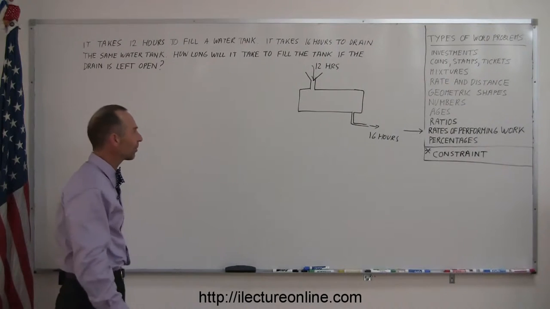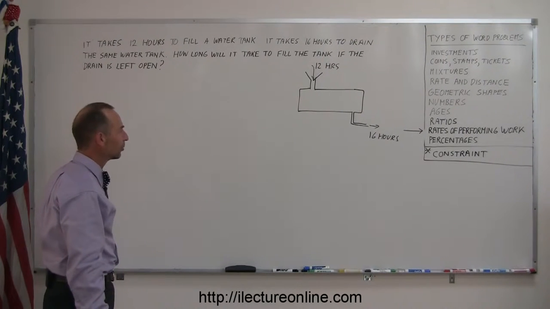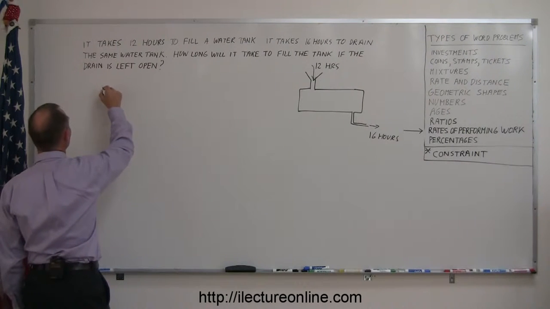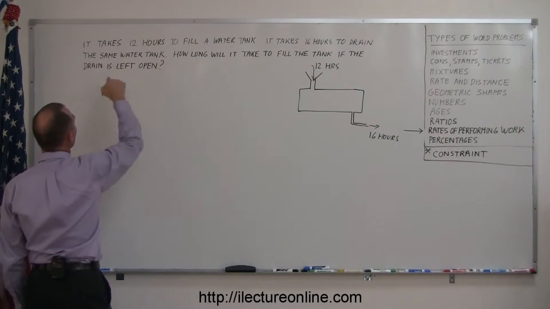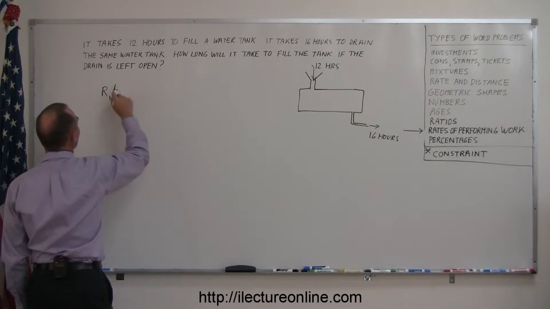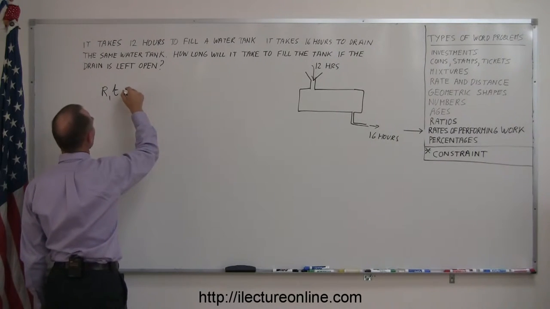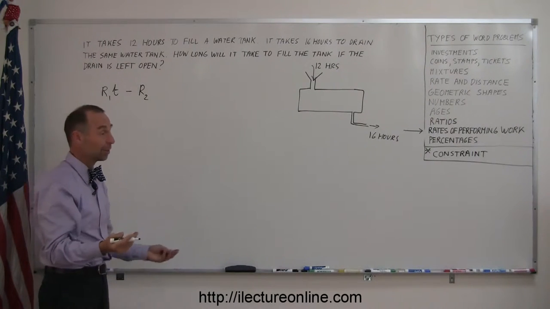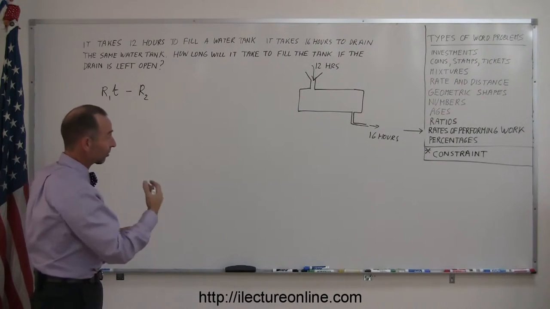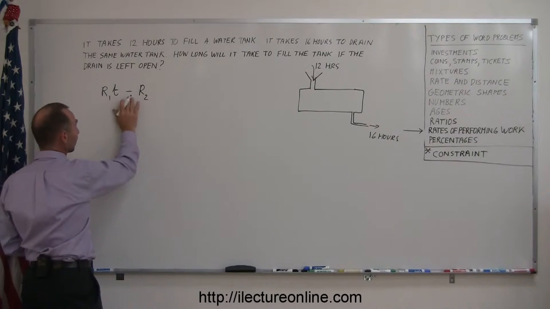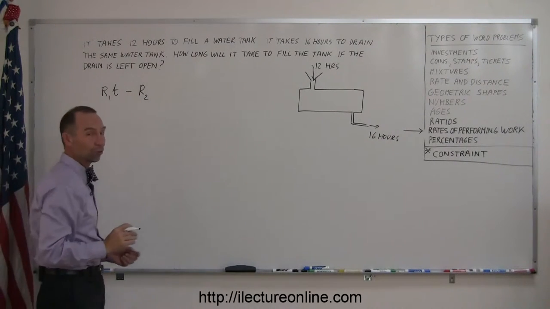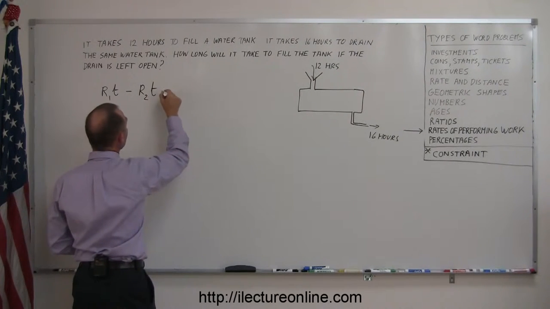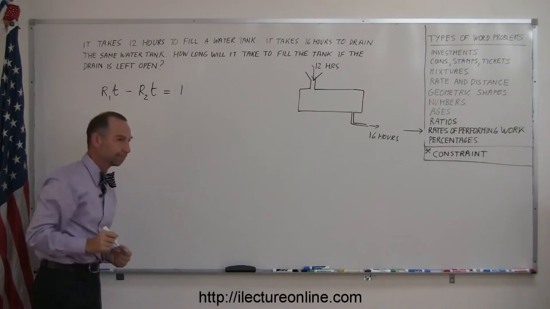All right, how do we start on something like that? Well, there's only one way. There's this excellent equation that says rate to fill it times the time that it takes to do the whole thing, minus the rate to drain it. Now, of course, we use a minus there, not a plus, because the drain is not filling it, the drain is actually emptying it, so we're counterproductive there, so we have to subtract that from the portion where we're actually filling, times the time that it takes to do the whole thing, equals the whole job done.